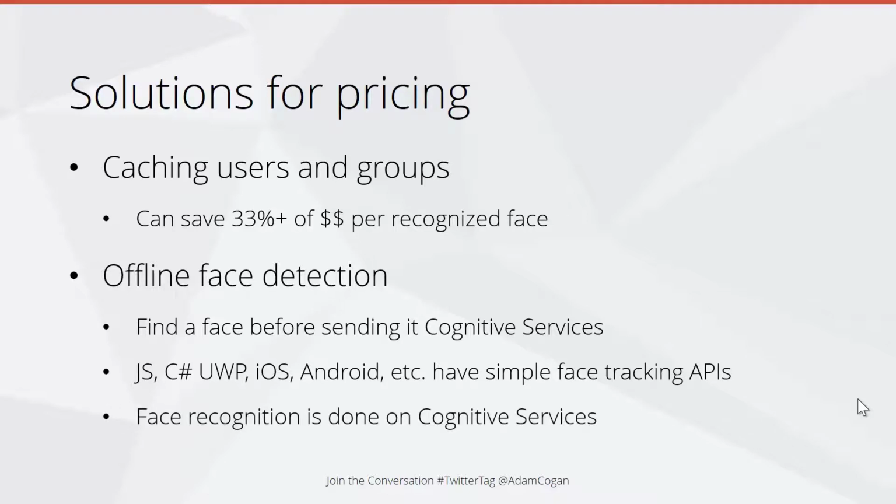And face recognition is still done on cognitive services. So you still keep that simplicity of recognizing people, because that's actually the hardest part. That's where you have a database of gigabytes of faces, and where you have algorithms that bump your CPU to 100% every time you try to recognize a person.